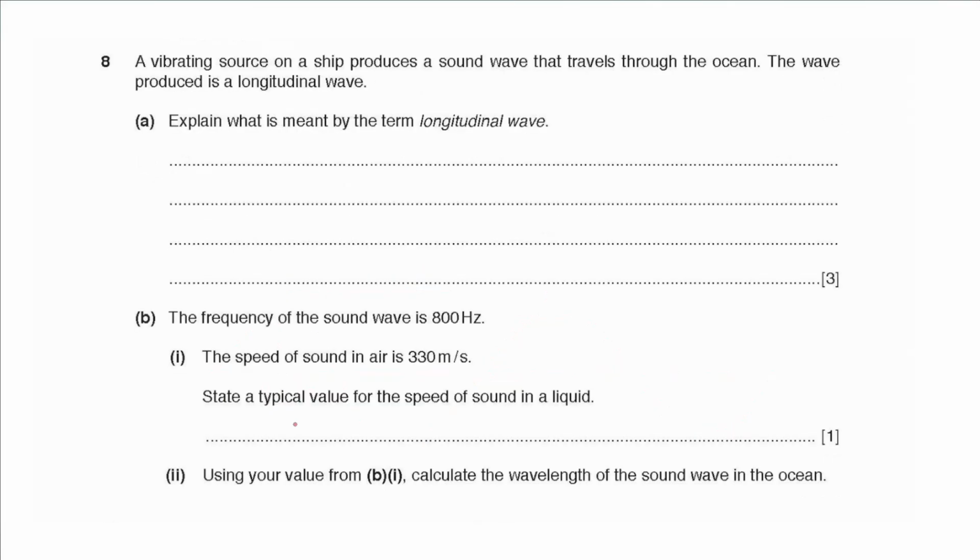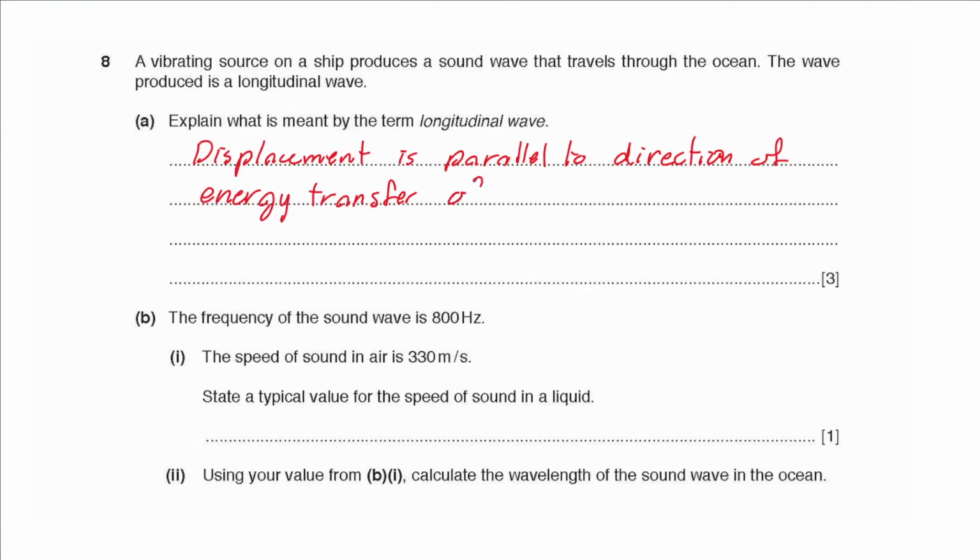Question 8 says a vibrating source on a ship produces a sound wave that travels through the ocean. The wave produced is a longitudinal wave. Explain what is meant by the term longitudinal wave. We say that the displacement or the vibration or the oscillation is parallel to the direction of energy transfer or direction of propagation of the wave. This is the definition of a longitudinal wave.